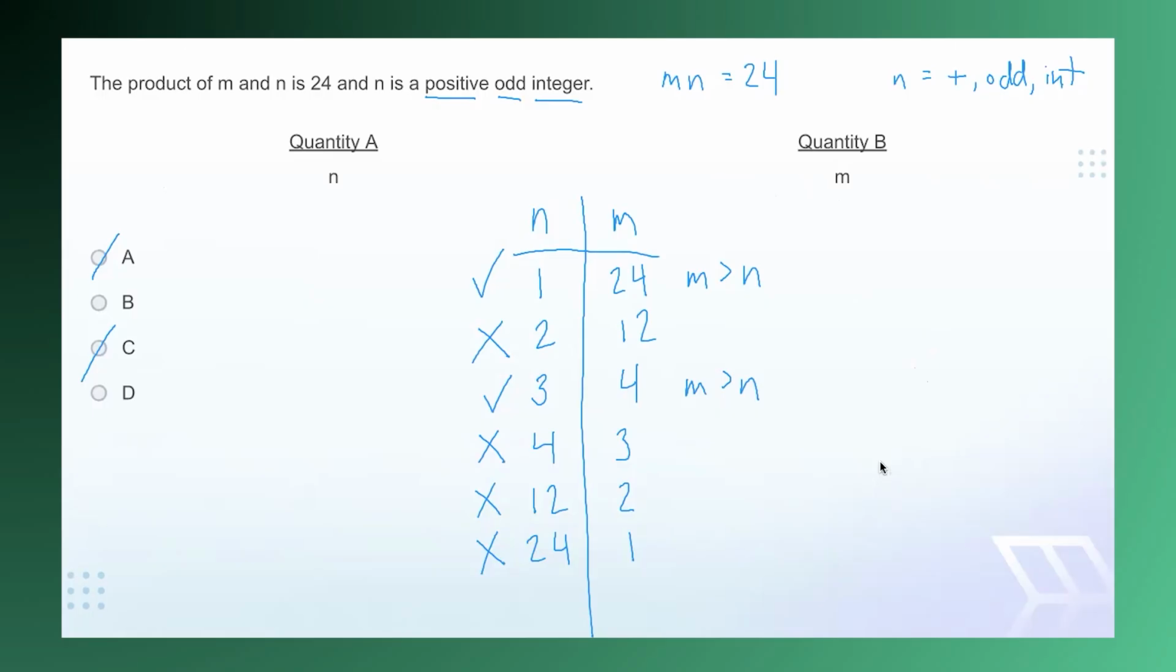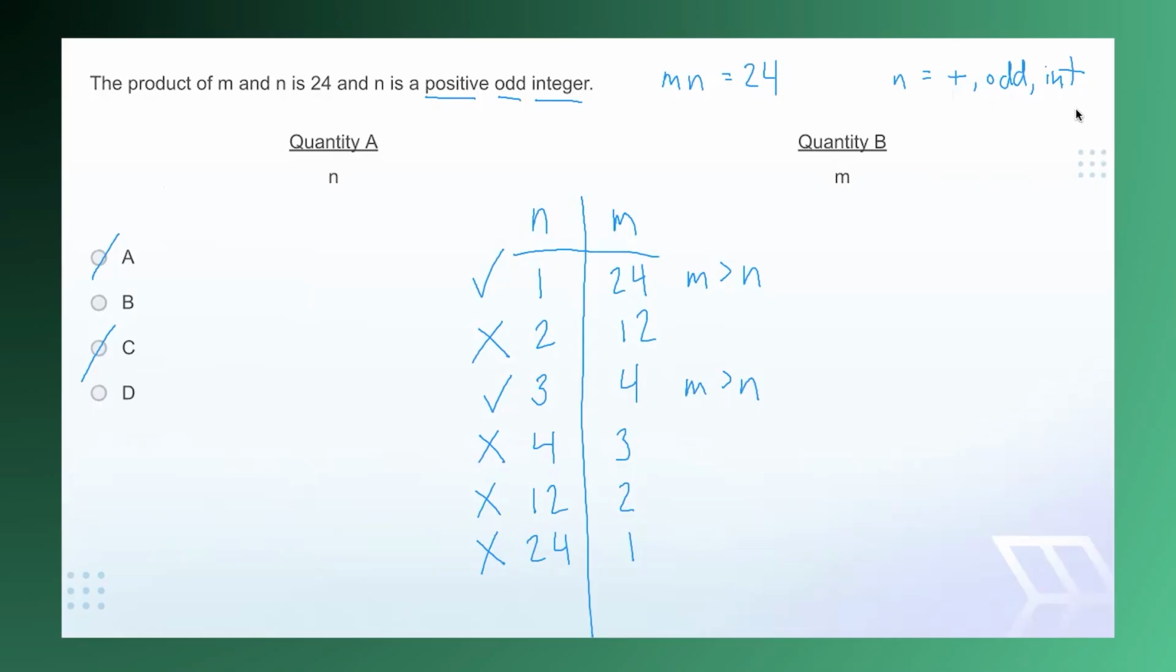What's the trap? Well, other than the quantities being in reverse alphabetical order, there's nothing in them that could be a trap. They're just too simple. So let's review our question stem and the information we pulled out of it. Okay, so we know that m times n equals 24. That seems pretty straightforward. Okay, we know that n is a positive odd integer.